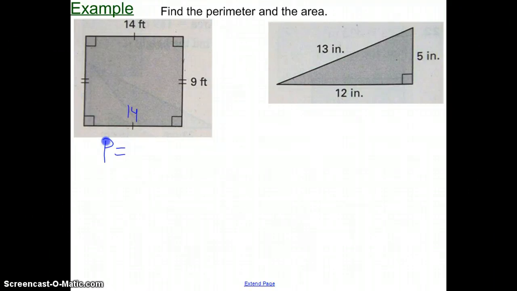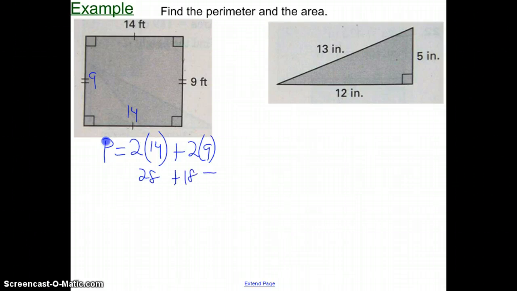Opposite sides are the same, so just add them all up. You've got 9 plus 14 plus 9 plus 14. You could shorten that up a little bit: you have 2 of these 14 length sides plus 2 of those 9 length sides. Now you can just follow your order of operations. That's 28 plus 18, and you get 46.